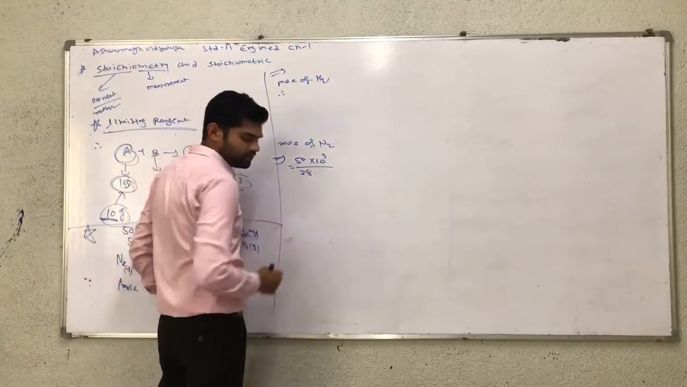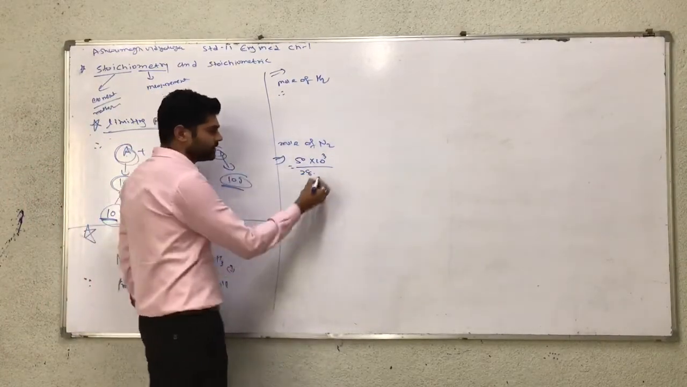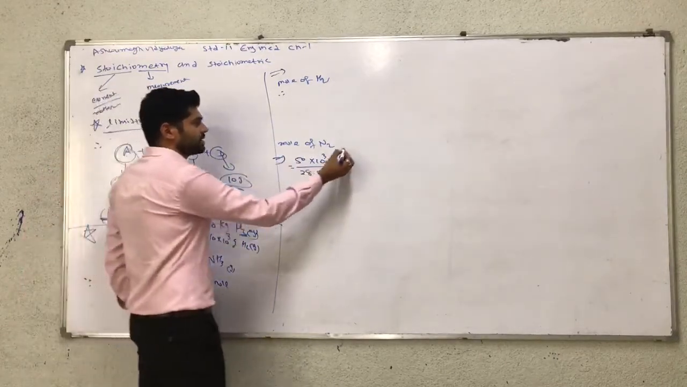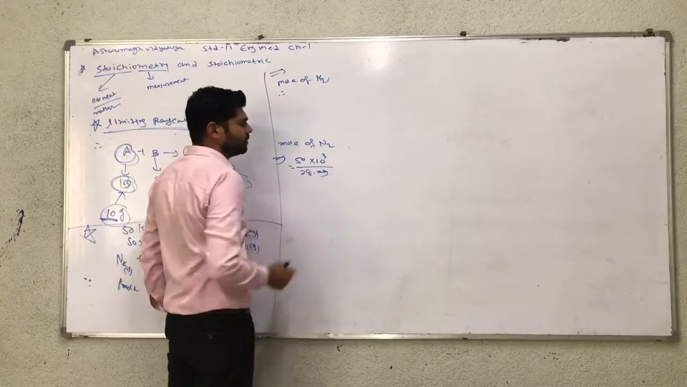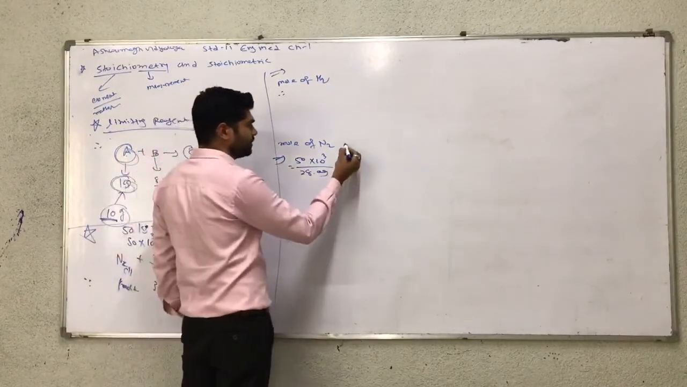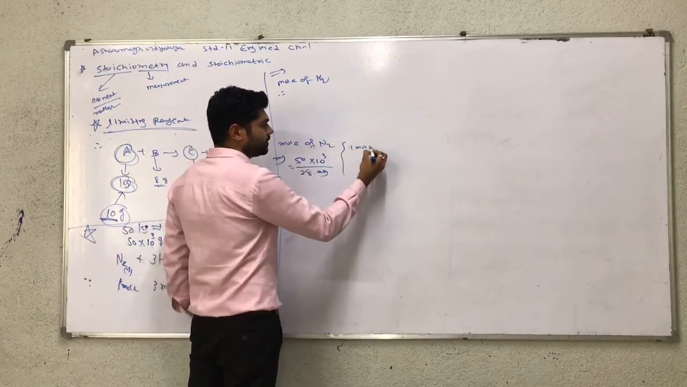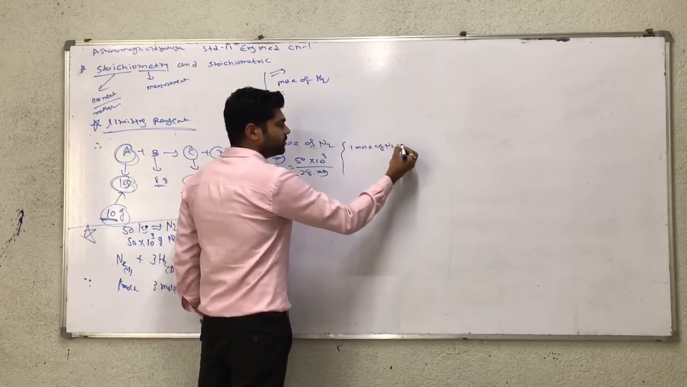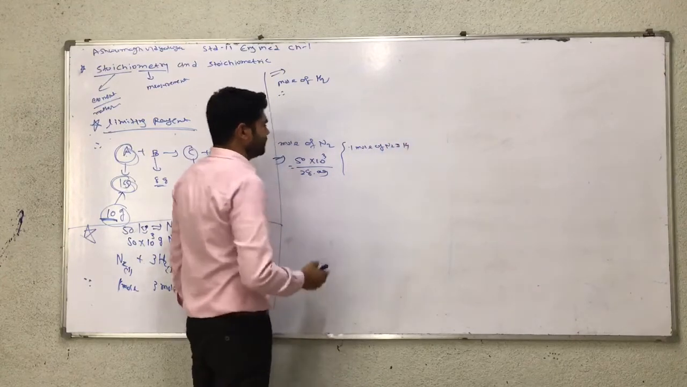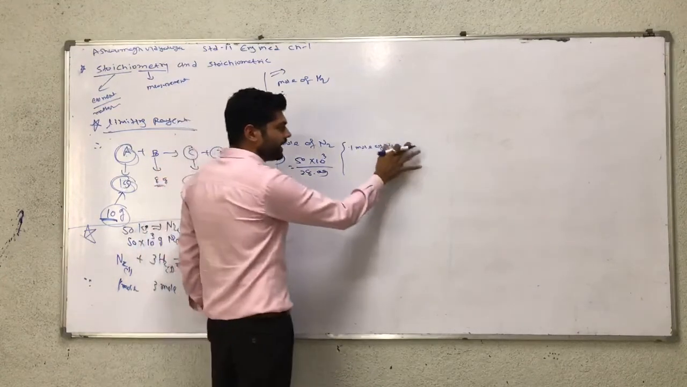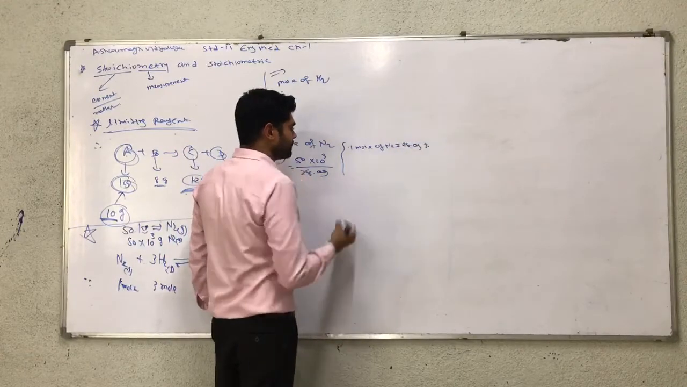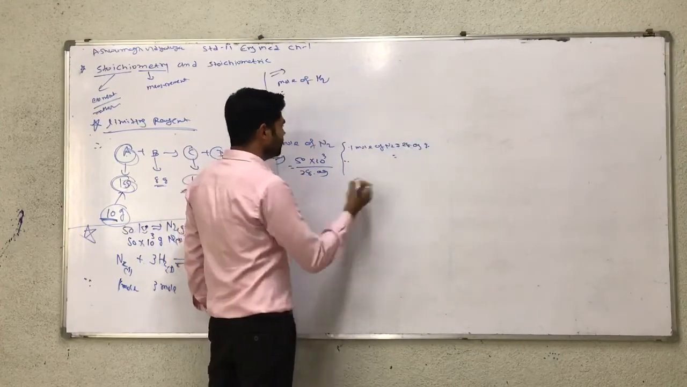So exactly the value is 28.09, because this reaction can also be read as 1 mole of N2 is equal to 28.09 grams.